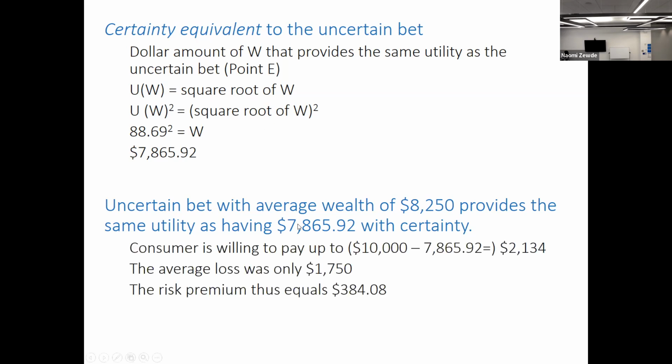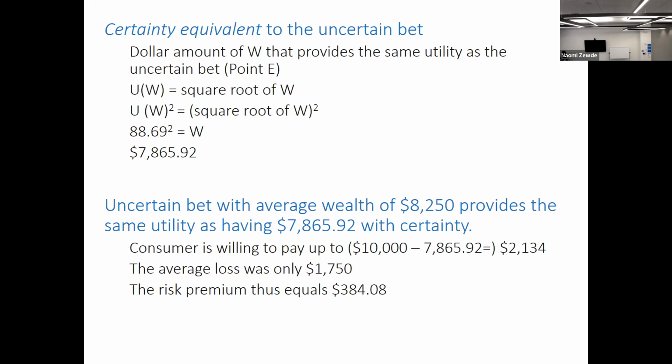So the consumer is willing to pay in total $2,134 because that's point E, right? It includes both their loss and their risk premium. It's the amount of dollars that they're willing to have with certainty in order to completely avoid that potential financial loss of their medical expenditure. So that incorporates both the potential expenditure and the risk premium over and above that.